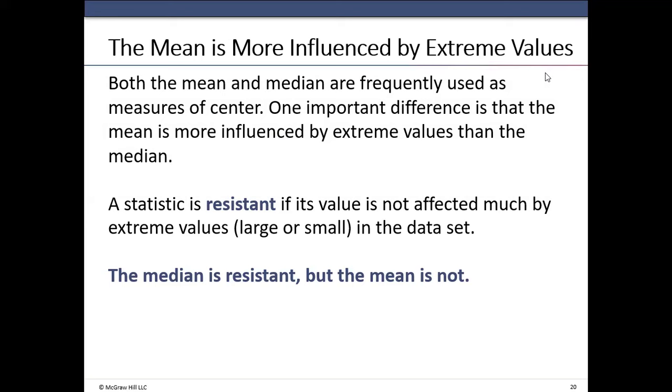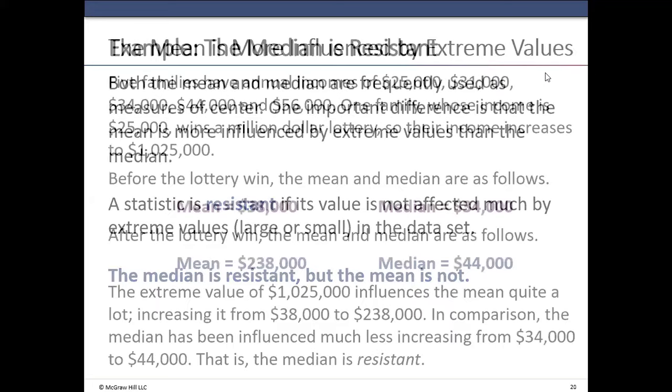A statistic is resistant if its value is not affected much by extreme values, large or small, in the data set. The median is resistant. What does it mean? The median's value is not influenced by extreme values in the data set more than the mean. So the median is not influenced by the presence of very large numbers or very small numbers, whereas the mean is influenced by them, as we will see.